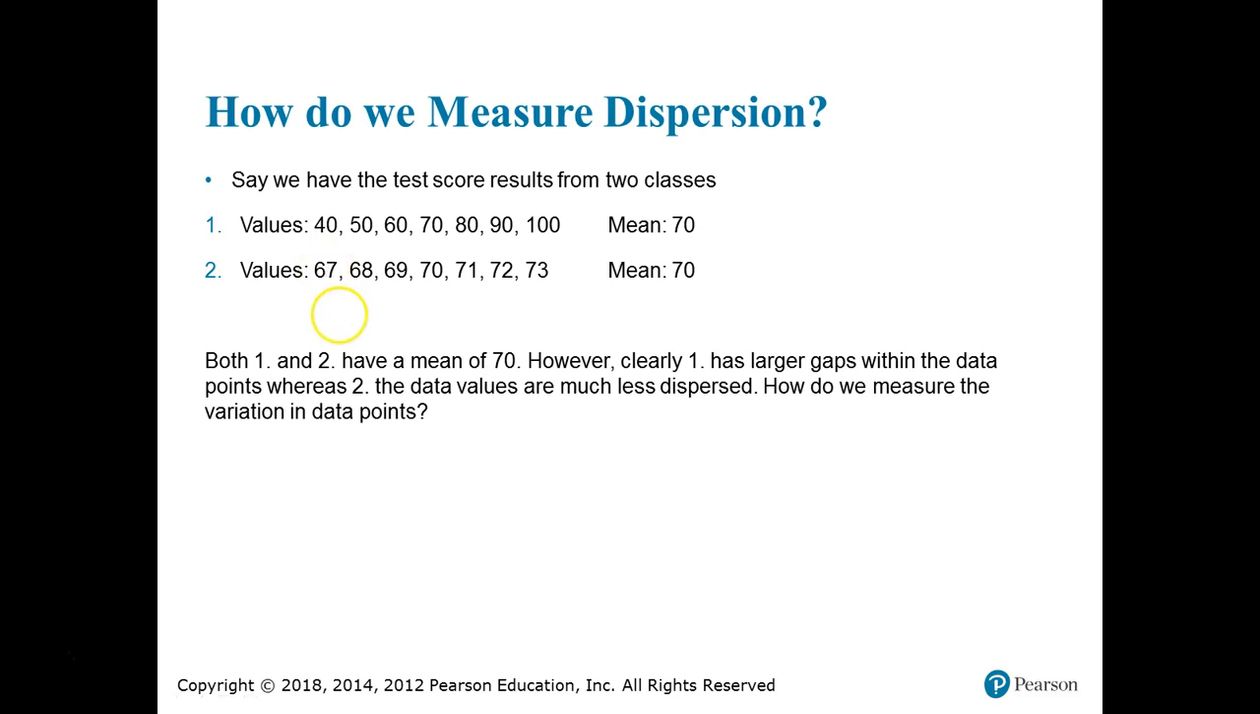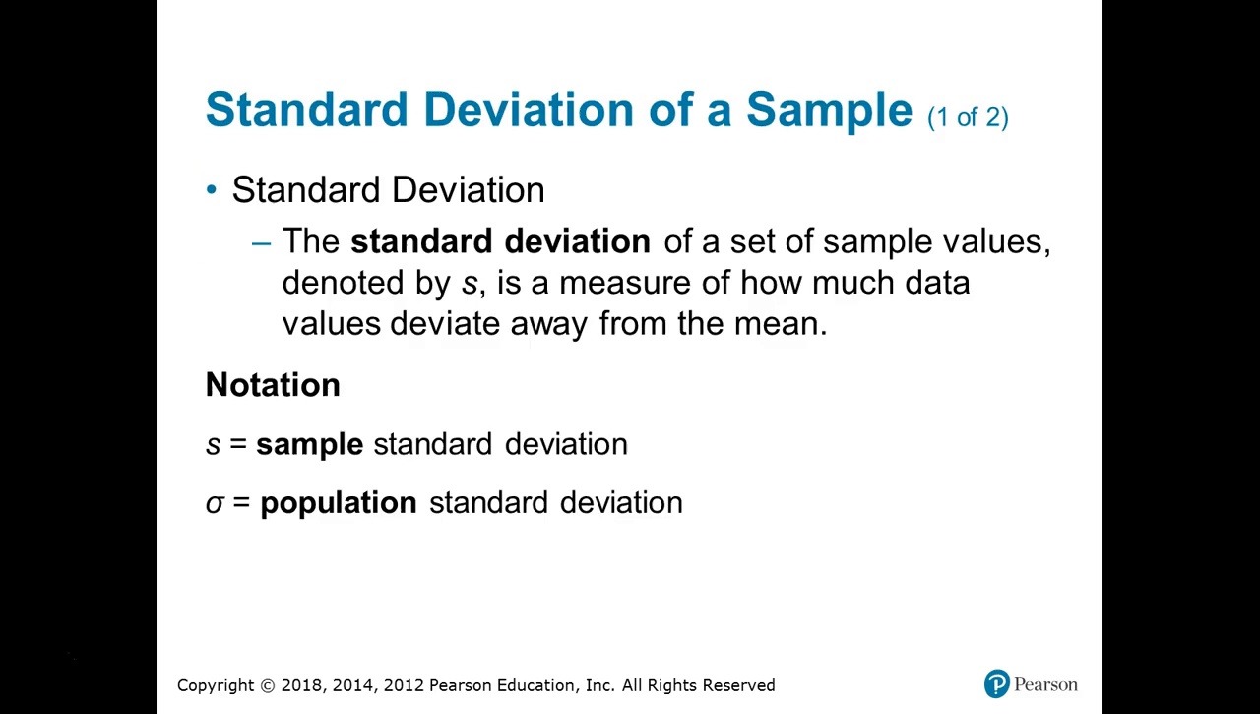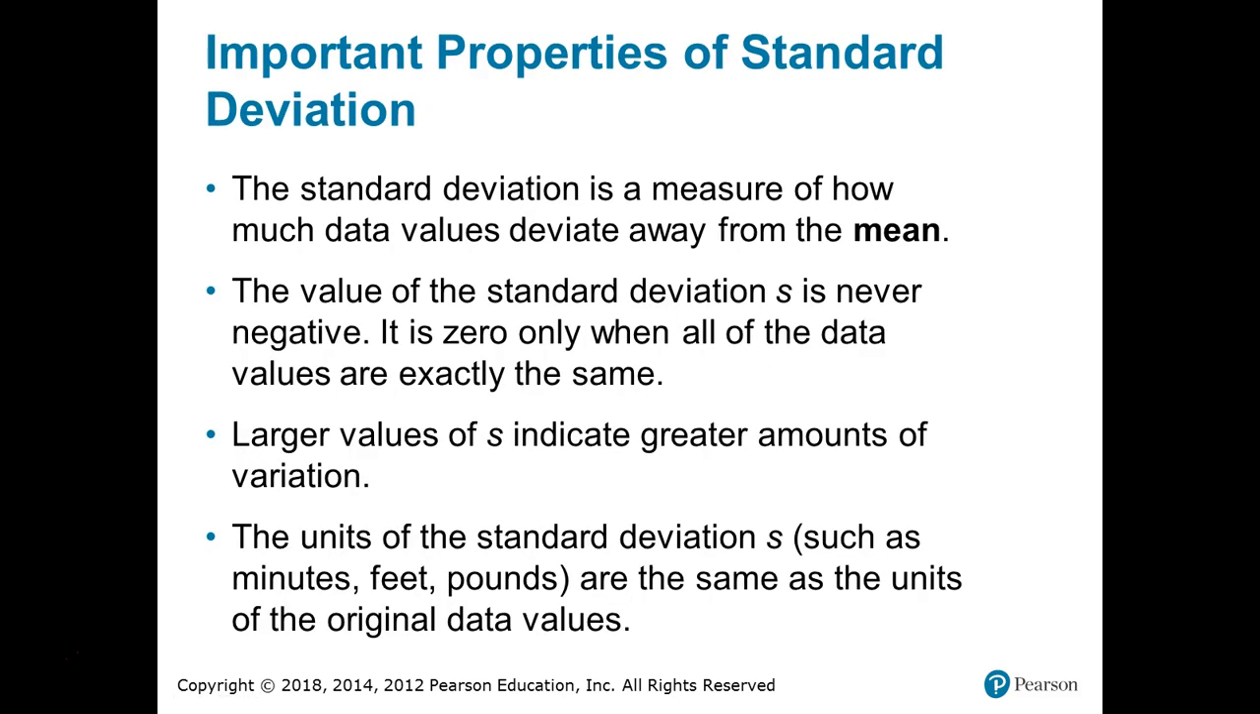So how do we measure the variation in these data points? That's where we need to use standard deviation. The standard deviation of a sample, for which we use lowercase s, is a measure of how much data values deviate away from the mean. It measures dispersion. Just to get the notation straight, the standard deviation of a sample is lowercase s. The standard deviation of a population is this little o with a little line, lowercase sigma, which is the Greek term for it.